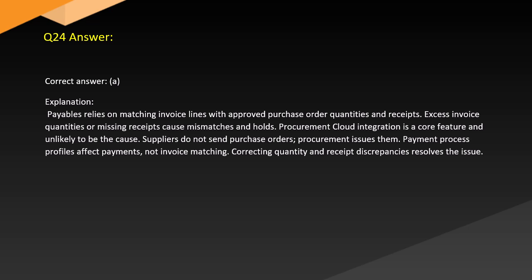Answer. Correct answer. A. Explanation. Payables relies on matching invoice lines with approved purchase order quantities and receipts. Excess invoice quantities or missing receipts cause mismatches and holds. Procurement cloud integration is a core feature and unlikely to be the cause. Suppliers do not send purchase orders. If procurement issues them, payment process profiles affect payments, not invoice matching. Correcting quantity and receipt discrepancies resolves the issue.